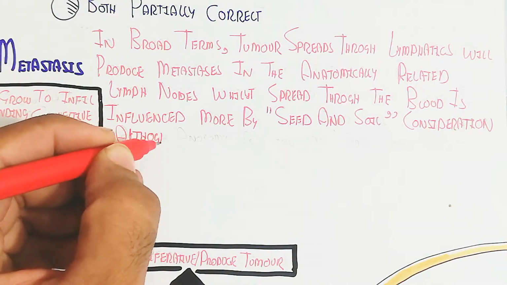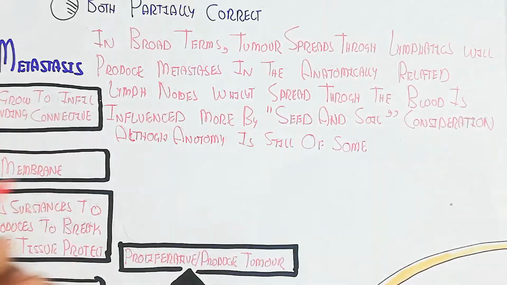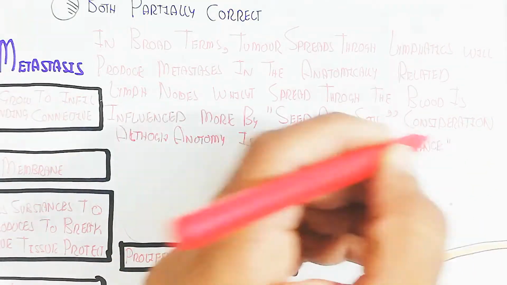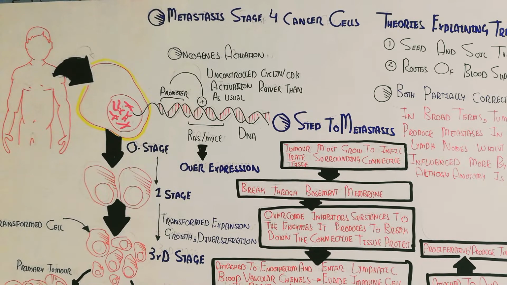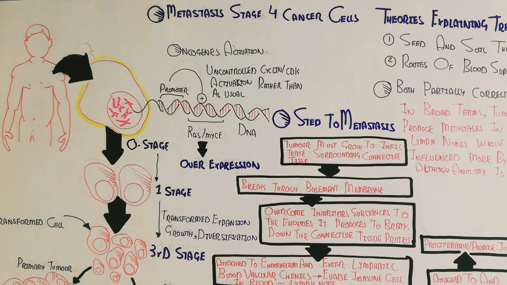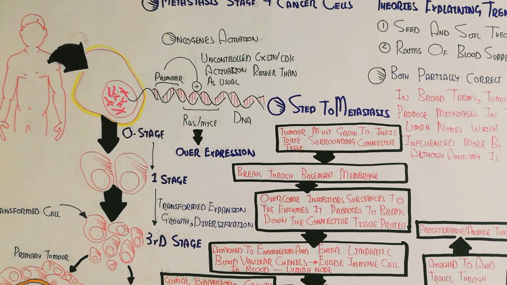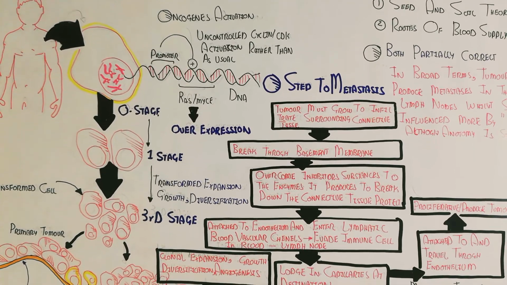Remember, it is the dispersion of something like a seed, which grows again to form a tumor, like a plant that produces a plant again. So I hope this makes sense about metastasis, stage 4 cancer cell.